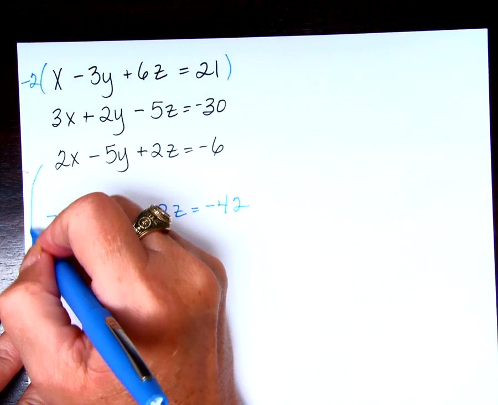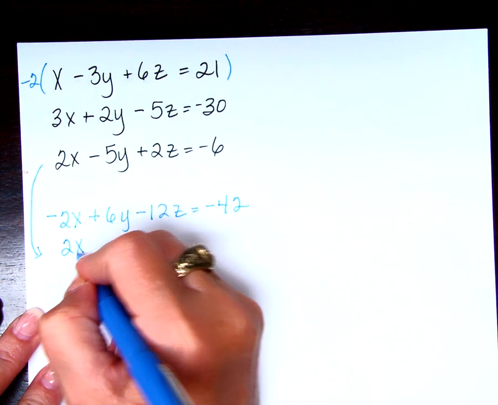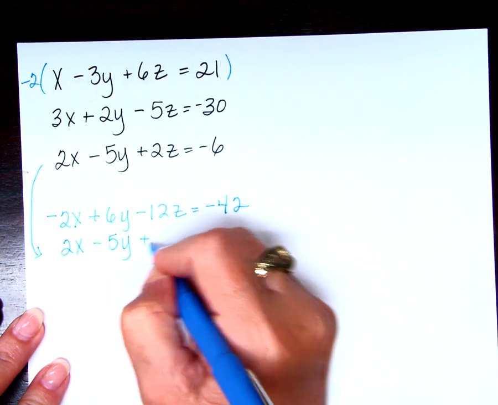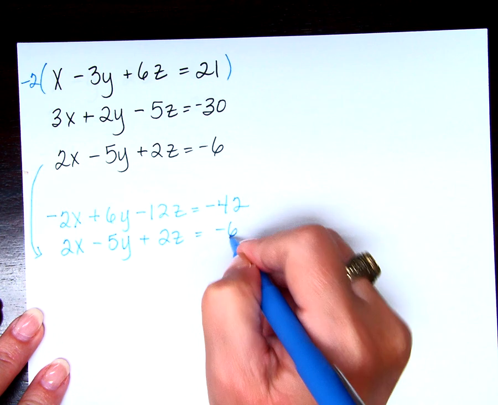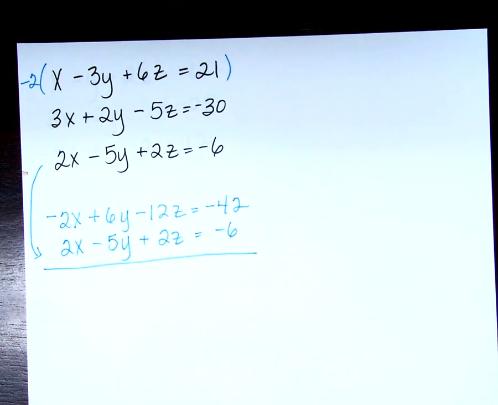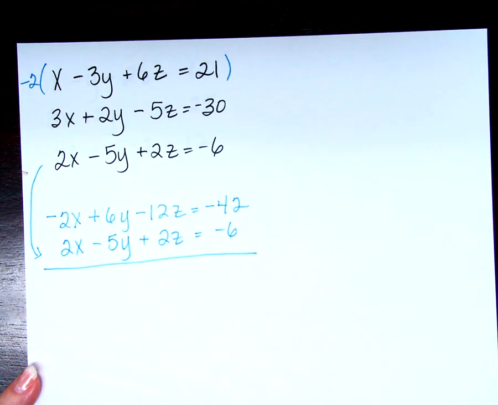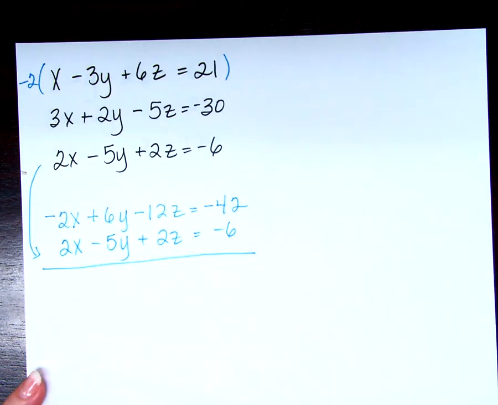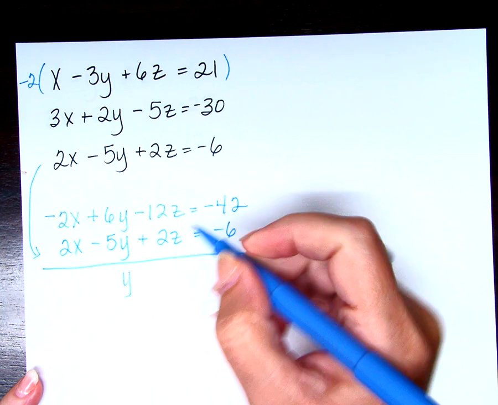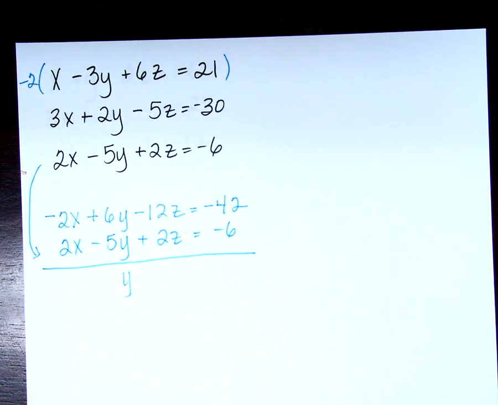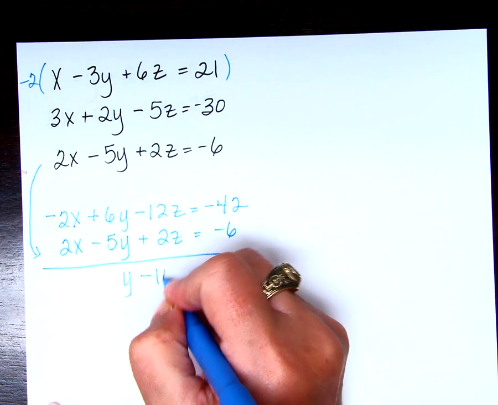Now, I'm just going to rewrite this one right here so I have it a little closer. All I'm doing right now is rewriting that third equation. So now, when I combine them, what am I hoping happens? I'm hoping the x's go to 0, right? Do they? Negative 2x and positive 2x? Yes, it does. 6y and 5y? You get y. Negative 12z and 2z? Negative 10, right? Negative 10z.